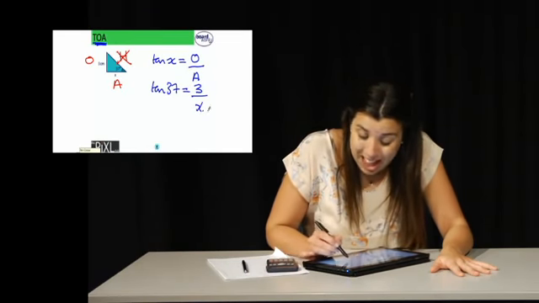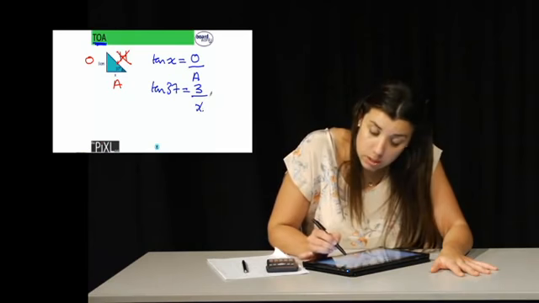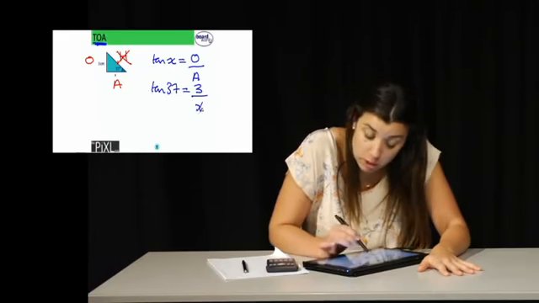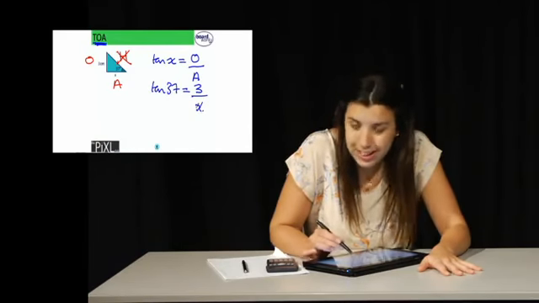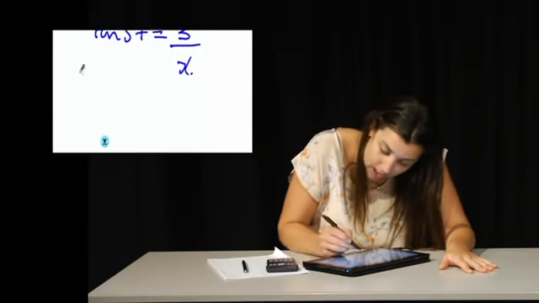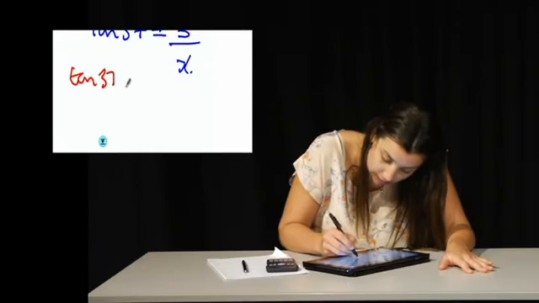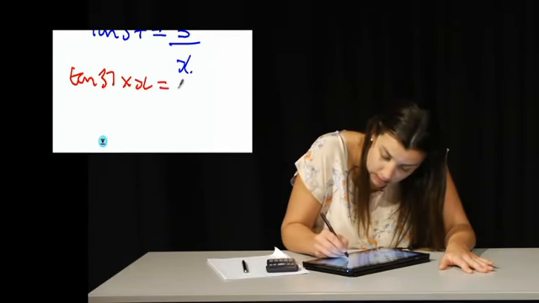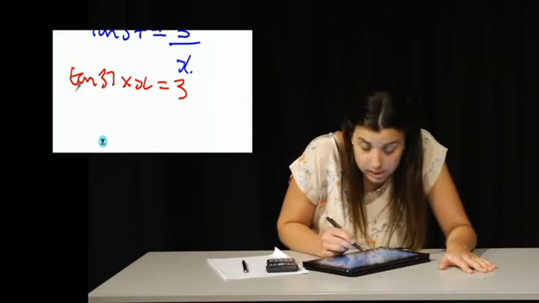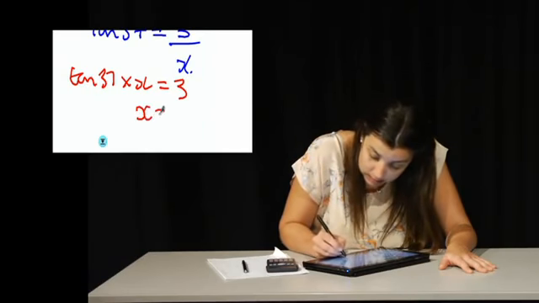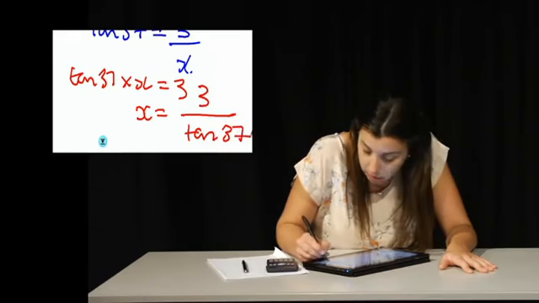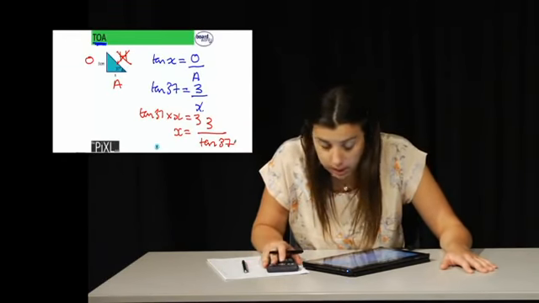So now you'll notice that the x is actually in the denominator. In the other two examples, x was in the numerator, so we just multiplied our two values together and found our answer. This time it requires a little bit more rearranging. If we multiply through by x, we're going to have tan 37 multiplied by x equals 3. But we need x on its own, so we're going to have to get rid of the tan 37 here by dividing through. So we have x equals 3 divided by tan 37. And we can put that into our calculator and get our answer.